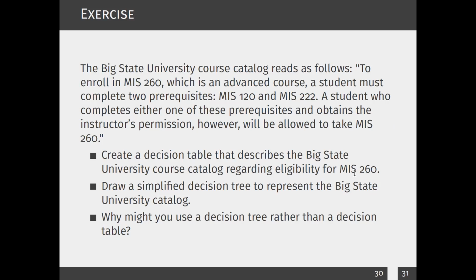Now, we have a small exercise to work on. Let's start with this one. So given this problem, first I want you to work on decision table. Then once you finish, we can talk about decision tree. Okay, let's start it.